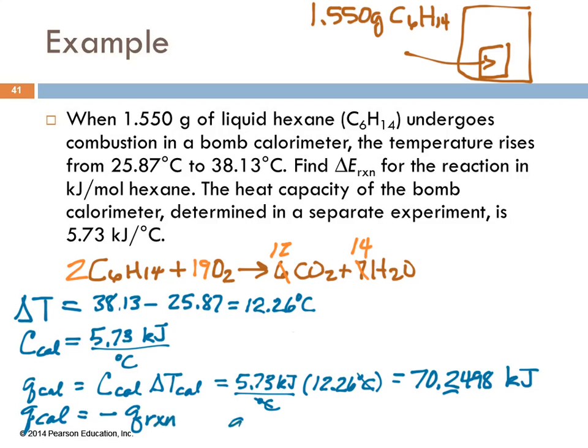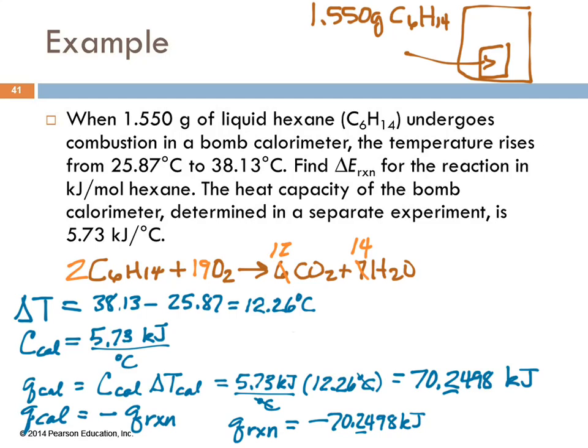So that makes Q for the reaction equal to minus 70.2498 kilojoules. Does that make sense? What was given off by the reaction was absorbed by the calorimeter. It's very hard to measure what was given off by a combustion reaction, but we can measure the effects of it because the heat that was given off caused the temperature to rise, and that's easy to measure.